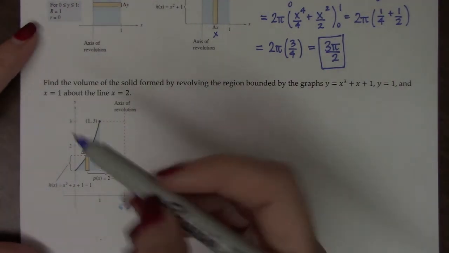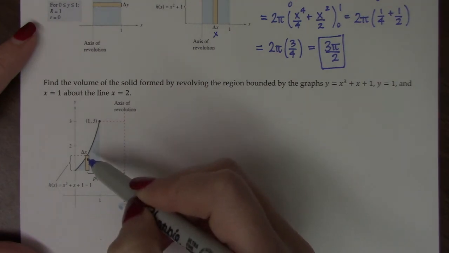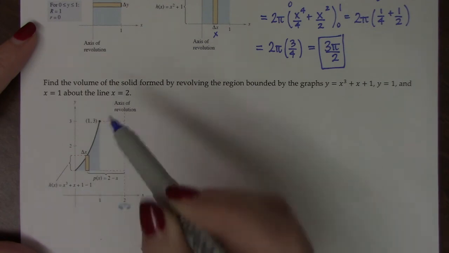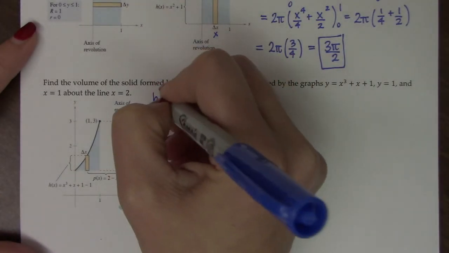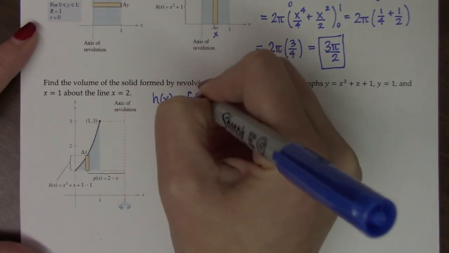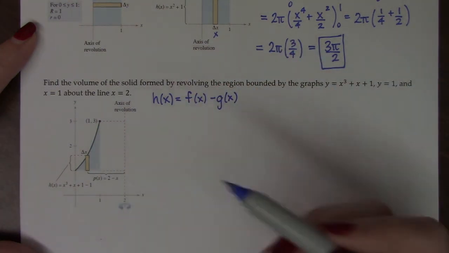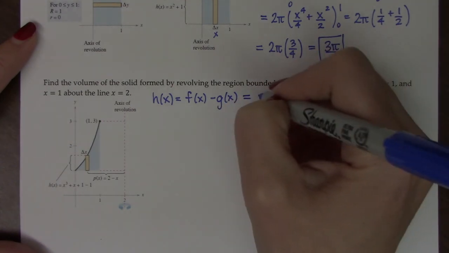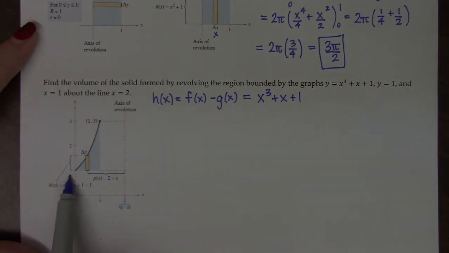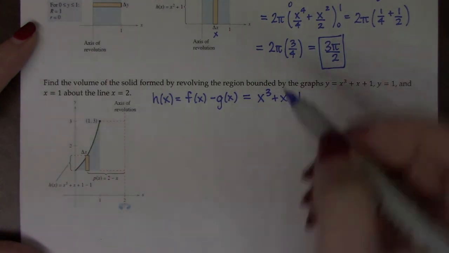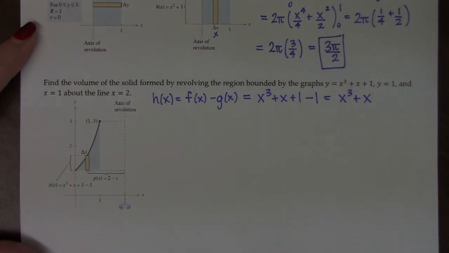So if we want to use the shell method, notice here that the height is not measured down from the x-axis. So the height is not the function itself. It's the function minus 1. We read it top to bottom. So you can think of this as f of x minus g of x, because we only want to measure the height across the blue region. So the function f of x was x cubed plus x plus 1, and our function g of x was a horizontal line at 1. So this is going to be minus 1. So this just returns x cubed plus x.